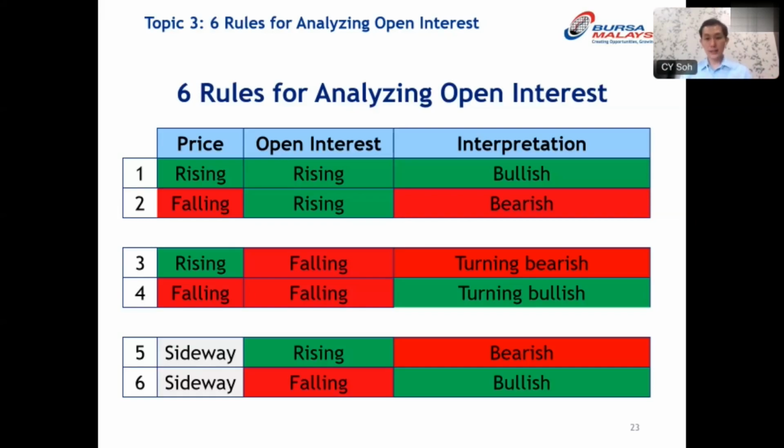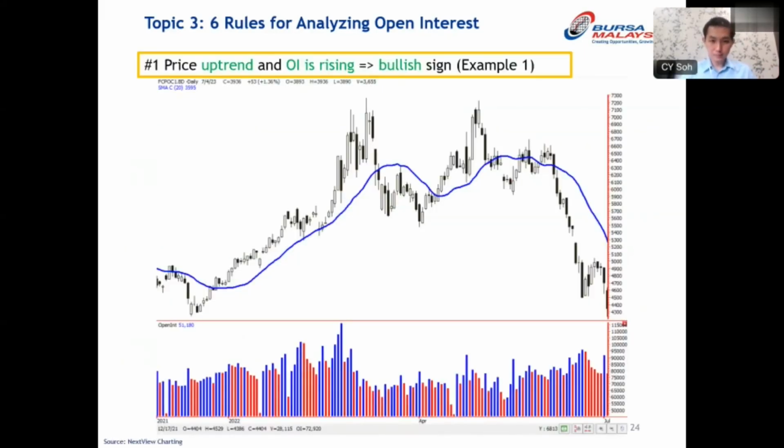So here you just need to familiarize yourself with rule number 1 until number 4. Those patterns are good enough. Rule number 5 and number 6 are at times difficult to interpret. It's easier to identify when rules 1 to 4 happen. So let's have a look at rule number 1 first. Of course, the first rule: when price goes up and open interest is rising, it indicates a bullish sign.